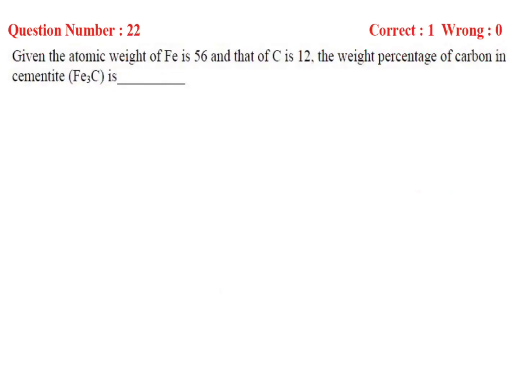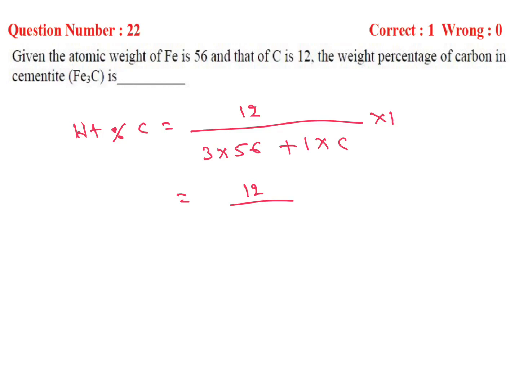Given the atomic weight of Fe is 56 and that of carbon is 12, the weight percentage of carbon in cementite Fe3C is how much? So weight percentage of carbon is 12 divided by 3 into Fe, which is 56, plus single carbon, 12. We have to multiply by 100 because we have to calculate percentage. It's 12 by 180 into 100, zero cancel, 6 into 2, 6 into 3, 20 by 3, we will get 6.67%. This is the answer.